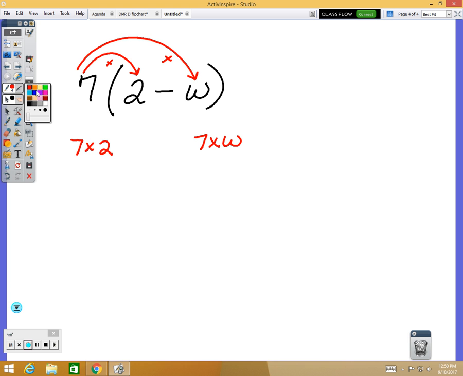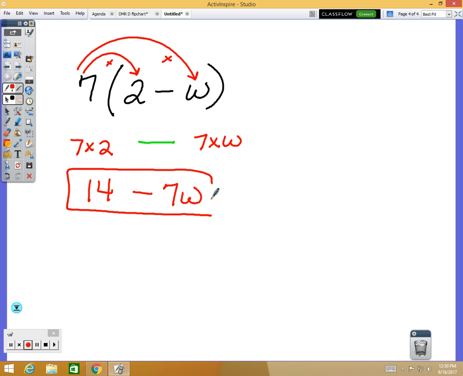And in between these is a minus sign. So what's 7 times 2? So 14 minus 7W. And you're done. Good? So far so good? Okay, that's probably the extent of what you learned last year.